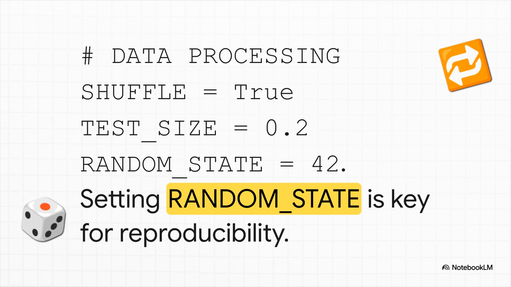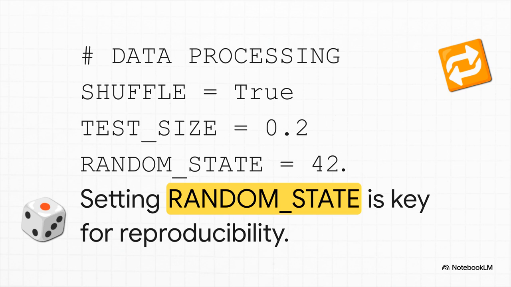And look, getting started is super simple. You can literally just make a Python file, maybe call it config.py, and start defining your variables. So for data processing, you'd have your shuffle, your test_size. But wait, look at that last one, random_state. This one is so important.